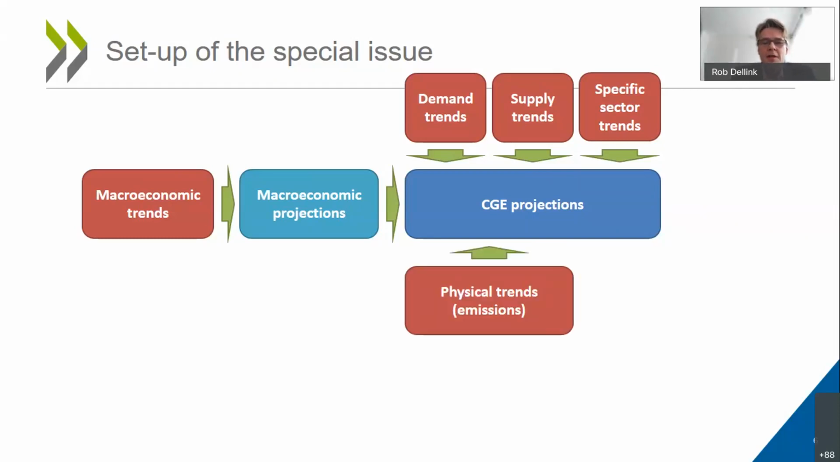Then you might couple your CGE model to physical trends. This could be about nutrition, to have a look at whether your demand for food actually makes sense from a nutritional perspective, but it could also be energy and greenhouse gas emissions.